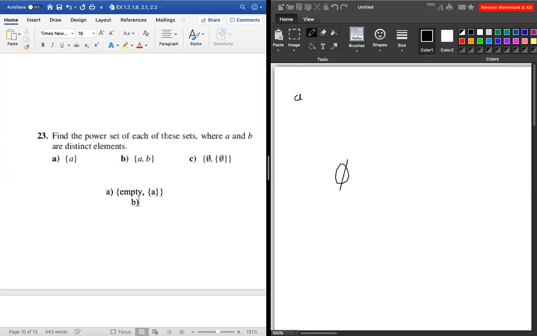Okay, let's do part B. Maybe it makes more sense. So for part B here, we will have an empty set, and then we have a set that contains A, a set that contains B, and a set that contains A and B.